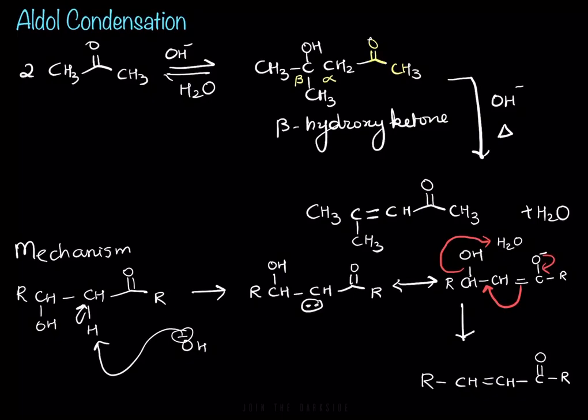So you can tell that this is an alpha beta unsaturated carbonyl compound, because as you can see from the structure, here is my carbonyl group at alpha beta, and there is a double bond between the alpha and the beta position, so it's called an alpha beta unsaturated carbonyl compound.